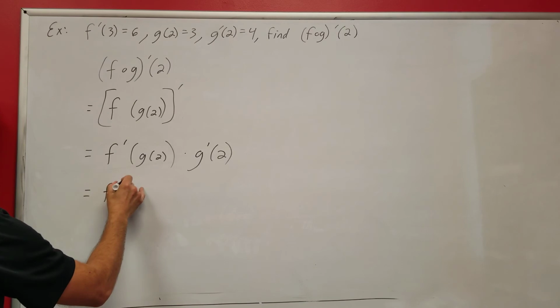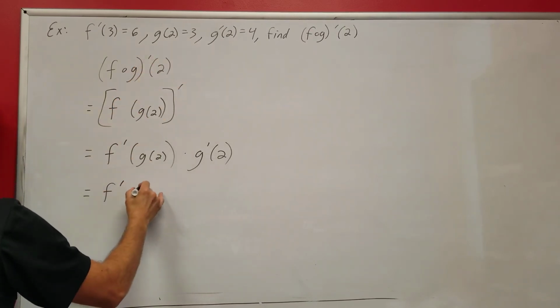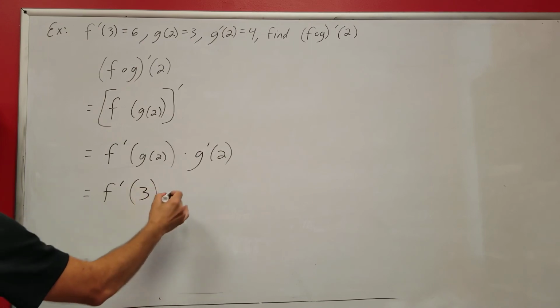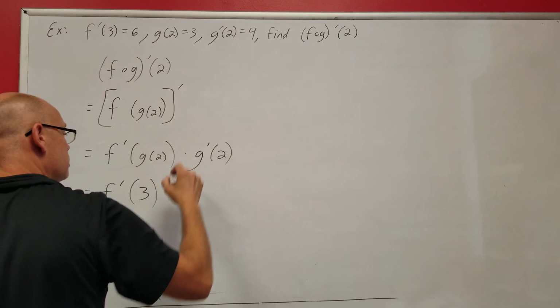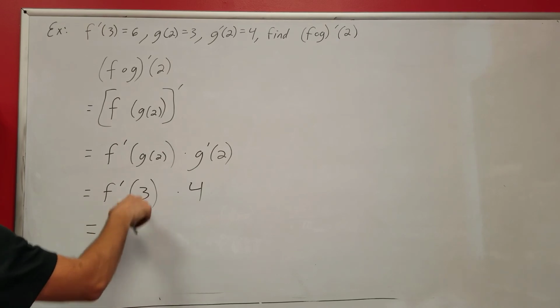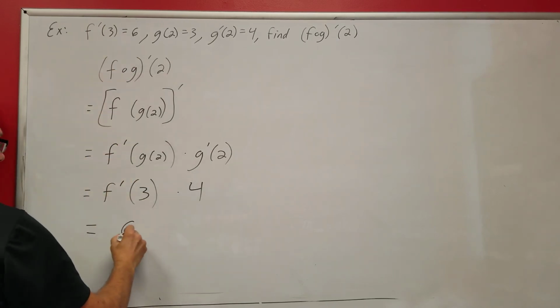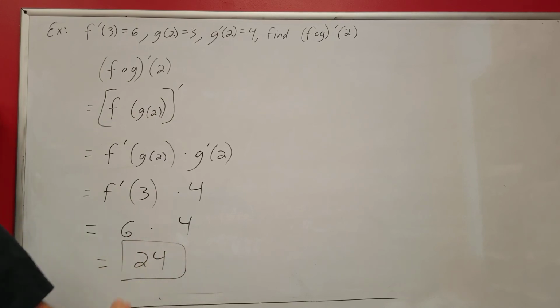So that's f prime. But what did they tell us g of 2 was? 3. What did they tell us g prime of 2 was? 4. Now, what did they say f prime of 3 was? 6. So 6 times 4, which is 24. There we go.